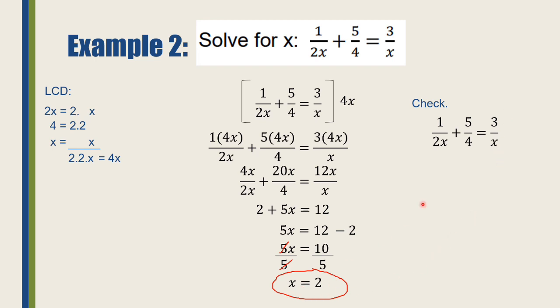So if x is equal to 2, substitute 2 to variable x. So we have here 1 over 2 times 2 plus 5 over 4, then 3 over, so x here becomes 2. Okay, then simplify. So 2 times 2 here is 4. So 1 over 4 plus 5 over 4 is equal to 3 halves. Okay, then add 1 over 4 plus 5 over 4, that is equal to 6 over 4 is equal to 3 halves.